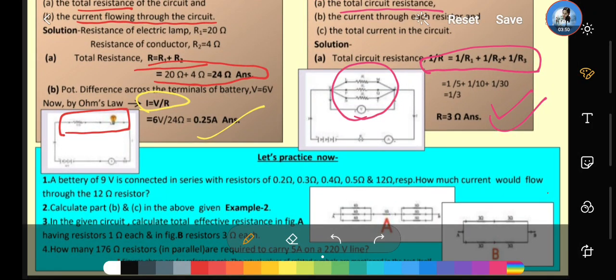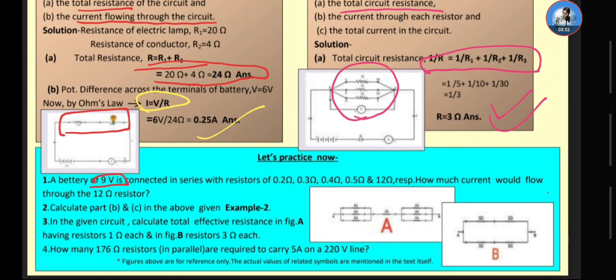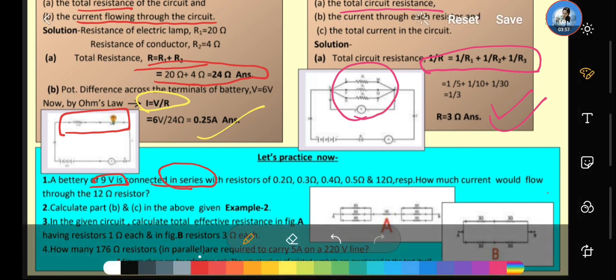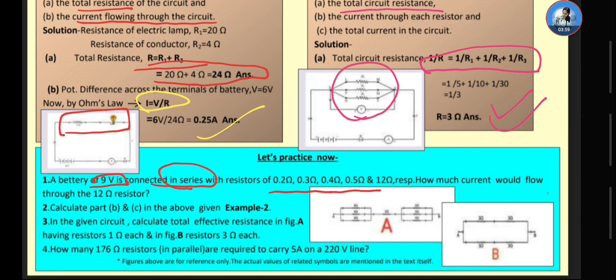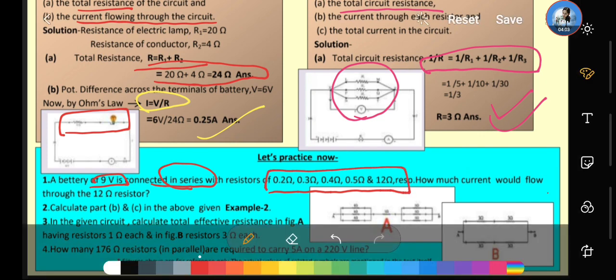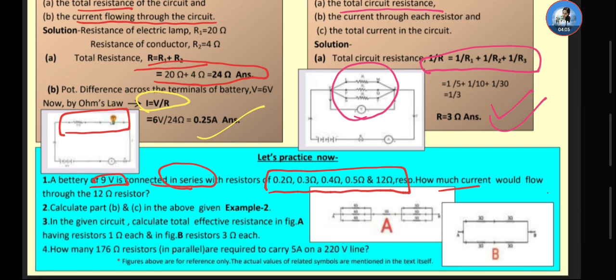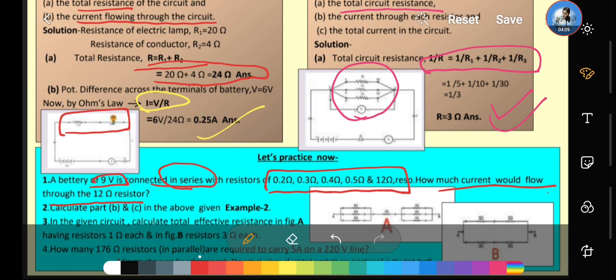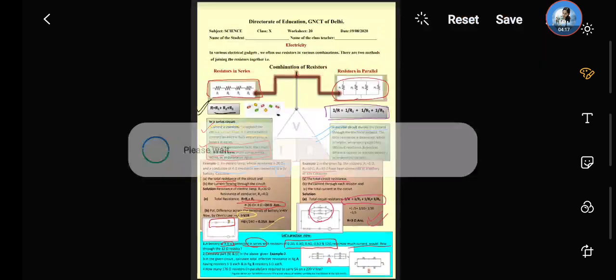First question, a battery of 9 volt is connected in series. You have to use the formula of series with these 5 resistances, 0.2 ohm, 0.3 ohm, 0.4 ohm, 0.5 ohm and 12 ohm. And second part, how much current would flow through the 12 ohm resistor? 12 ohm resistor only. So first we have to find the total resistance in the series.